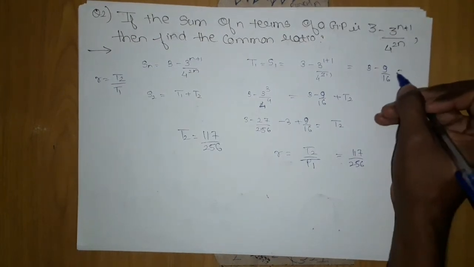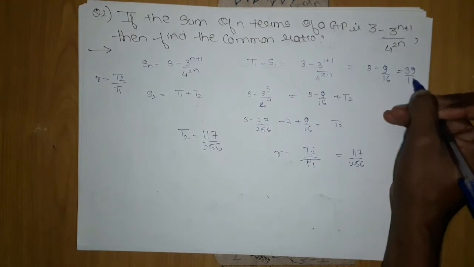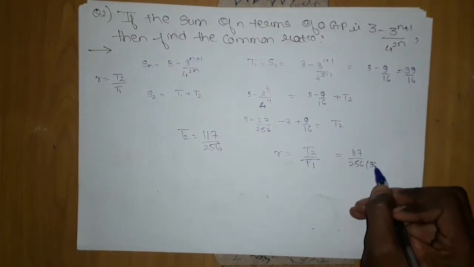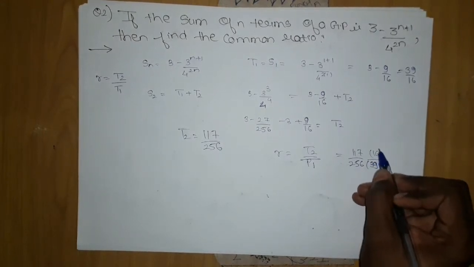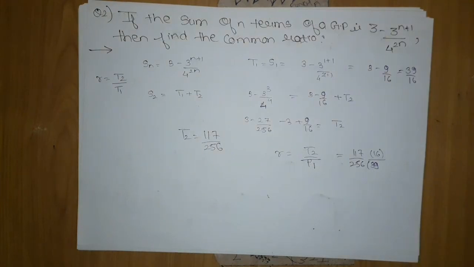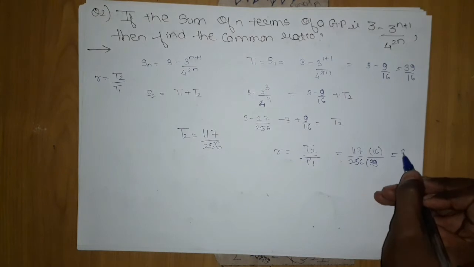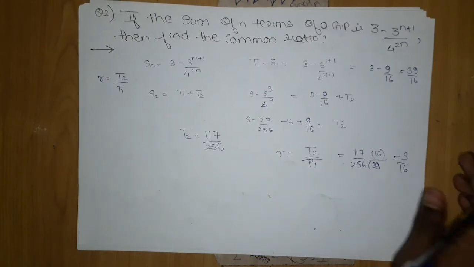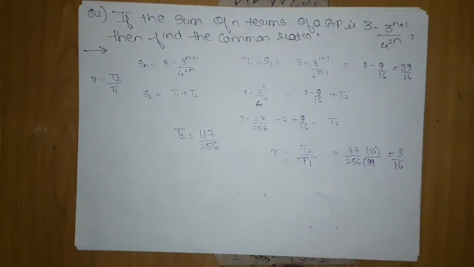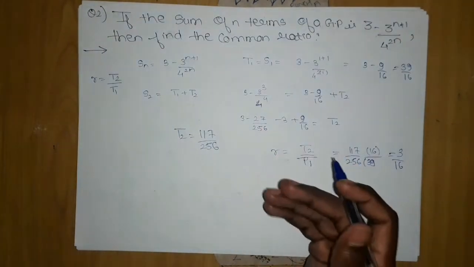T1, if we calculate, it is nothing but 39 by 16. So what we have, 39 by 16, 16, this is nothing but 3. So the final answer is 3 by 16. Okay, so we got the common ratio. The basic idea was getting t2 by t1, and how we did it, that is important.